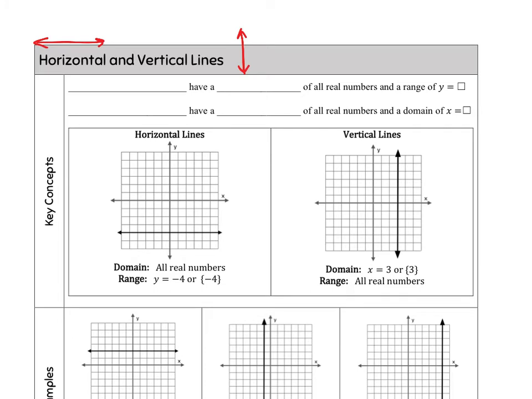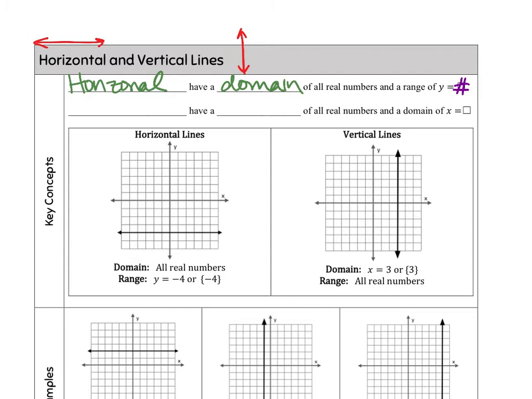These have very interesting domains and ranges. Okay, for horizontal lines, horizontal lines have a domain of all real numbers because they're going to go side to side everywhere. And they have a range of y equal to just some number. That's horizontal lines. It's just one single number because it's flat. I'll prove this to you in a second.